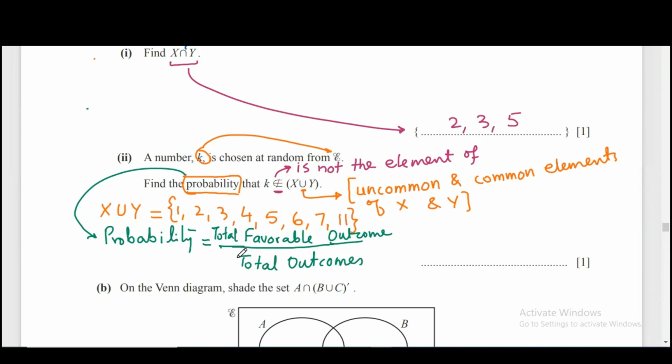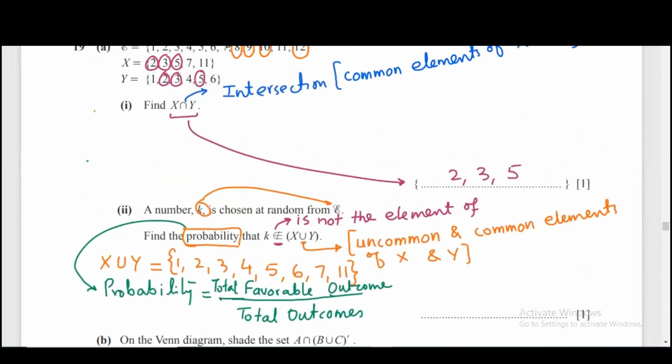So the total outcomes of the universal set are 1 till 12, so 12 is the total number of outcomes here. And for the favorable outcomes, because K is not an element of X union Y, there are 4 values of K: 8, 9, 10, and 12. So I'm going to write 4 here. And for the safe side, you have to write the probability in the simplest form. The simplified answer is 1 over 3, or we can say 4 over 12. In the marking scheme, 4 over 12 is given, so it is better to write it in the simplest form.